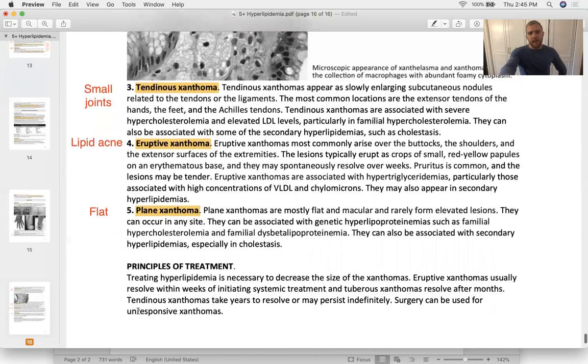So again, last things last, principles of treatment: change their diet. Try that first. You can excise these xanthomas if they're massive, which I suppose they are for a lot of people, because access to healthcare is not universal.